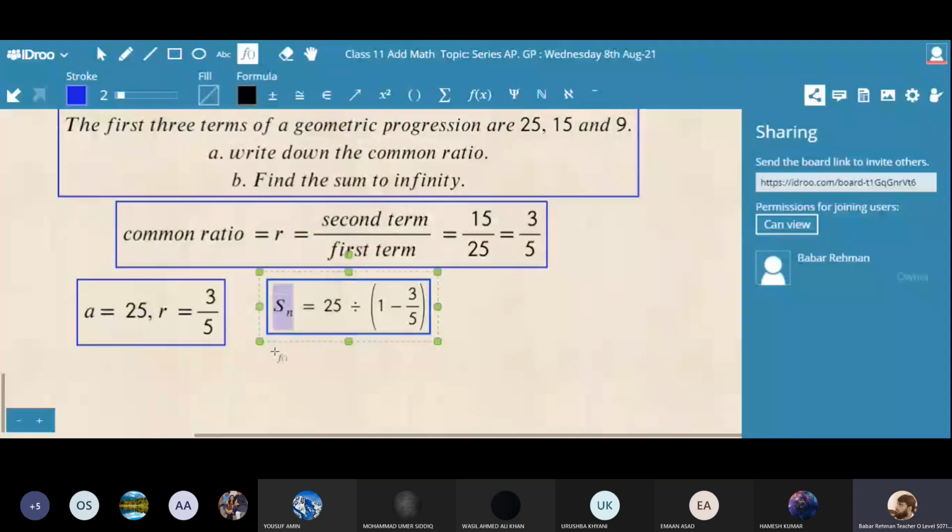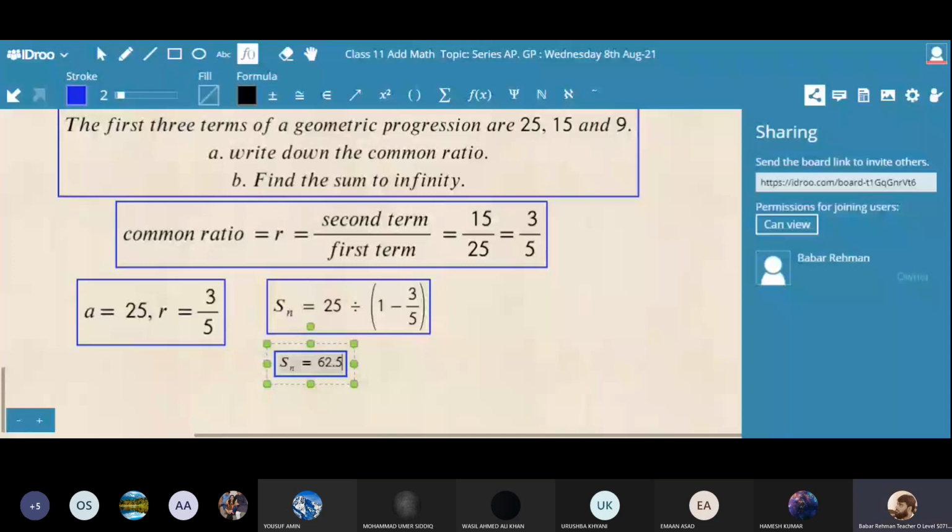But can you tell me what 62.5 means? You can see 25, 15, and so on, one time will come when the terms will be very small, very little. If I keep dividing, more terms will be written in decimal points. So the sum to infinity will not be more than 62.5, because the values will be very, very small in the coming terms.